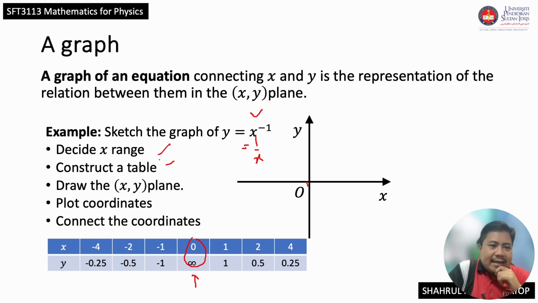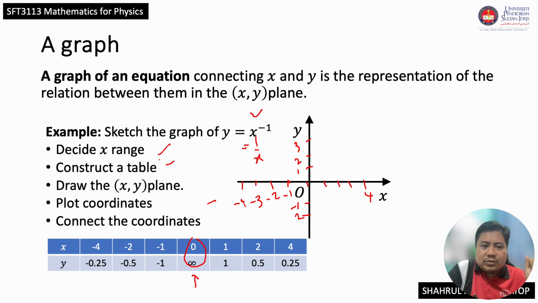Alright, then we'll plot the coordinates. We have 0, we have minus 1, minus 2, and minus 4. That's not necessarily the same interval. So 1, 2, 3, 4. And then for above, it is 1, 2, 3. And 1, 2, 3, 4.